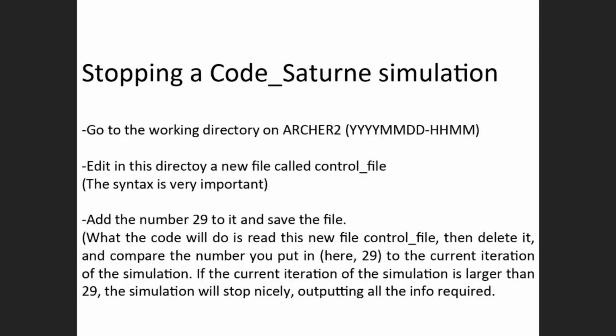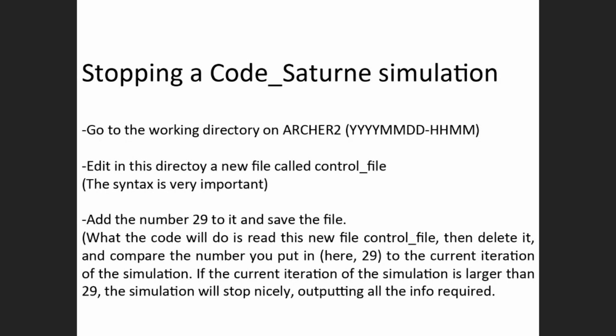In that directory, a new file called control_file has to be created. You edit it using emacs-gtk control_file or vim control_file. In that file, you put a number as small as possible. Here I put 29. You have to put a number which is smaller than the number of iterations your job has been running, because you were supposed to start running from 30,000.